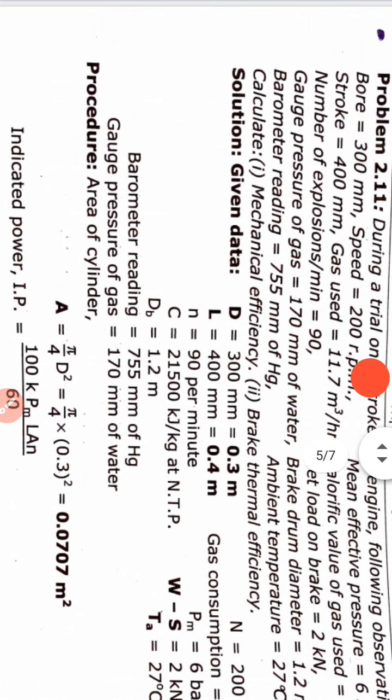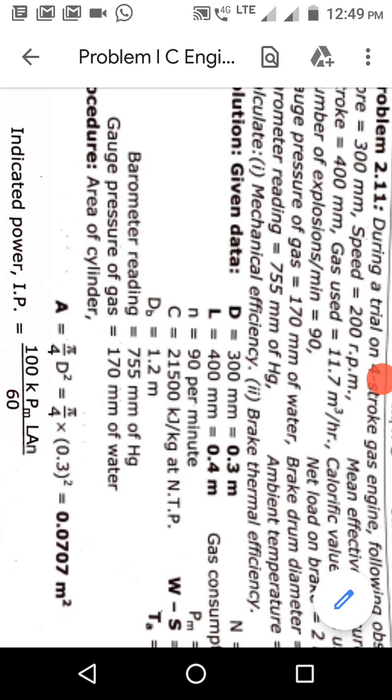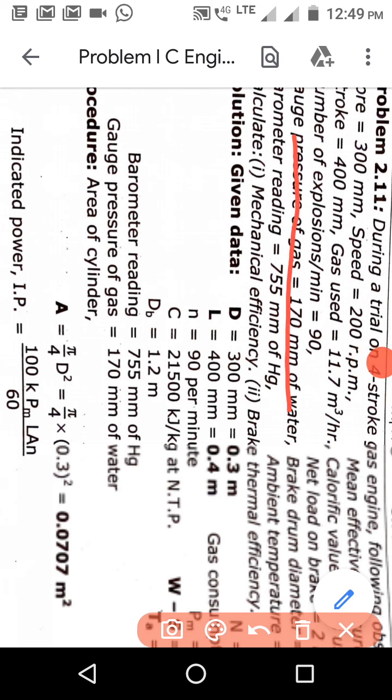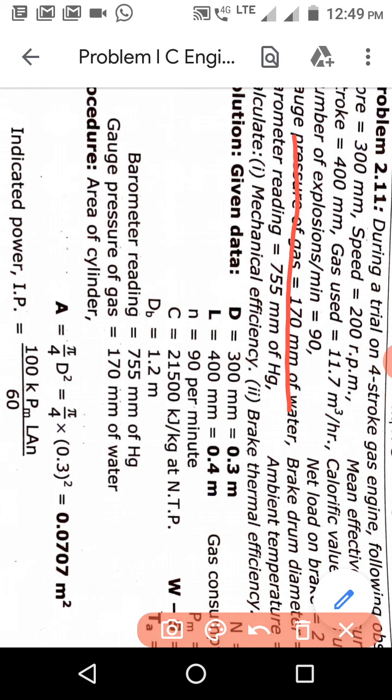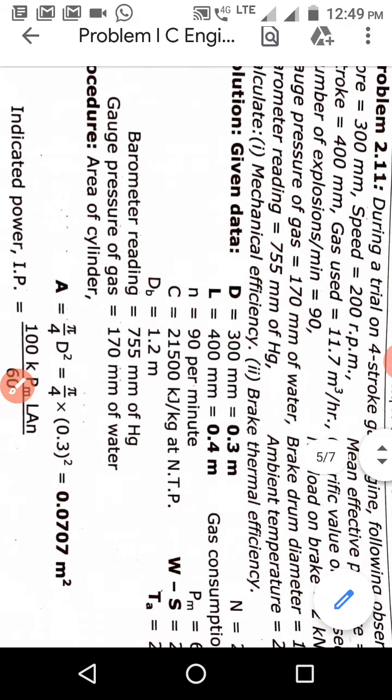Now we'll see what different parameters are given in this problem. The gauge pressure of gas used is given. Normally we do not use the gauge pressure while calculating a real problem. We have to use the real pressure, that is the absolute pressure. We cannot use the gauge pressure for solving the problem, so we have to convert this gauge pressure into absolute pressure.